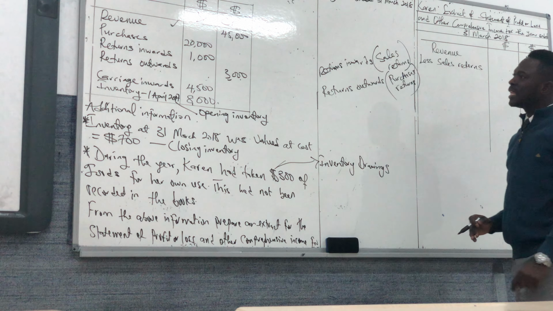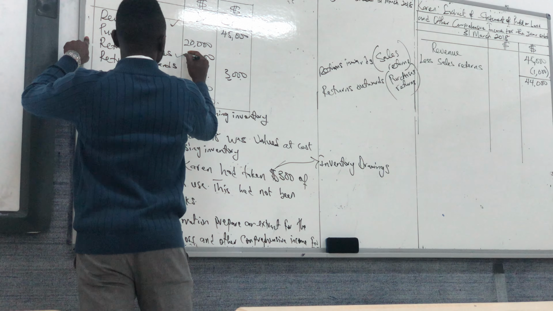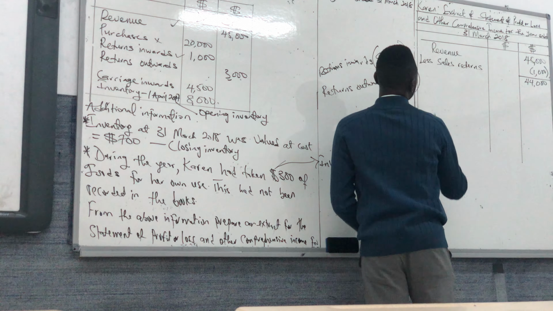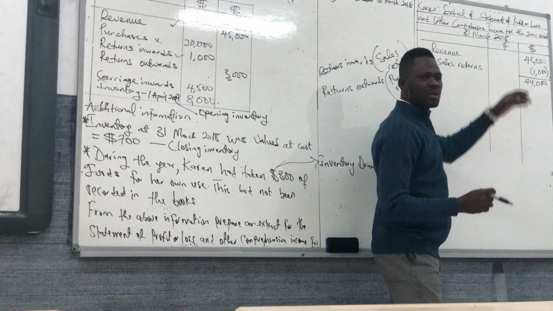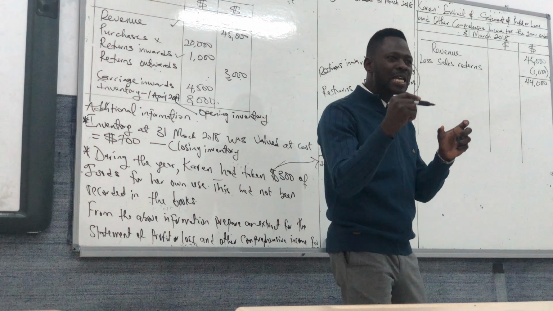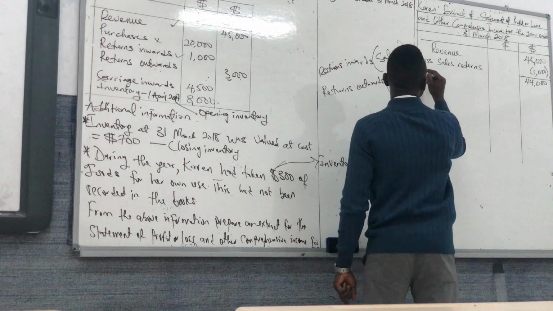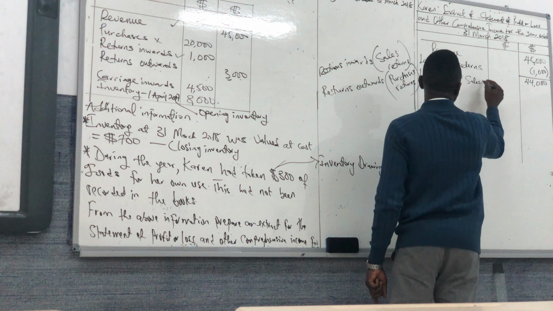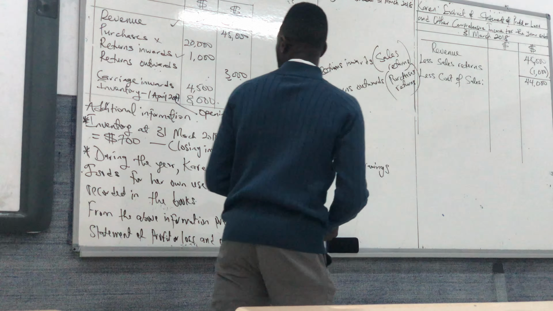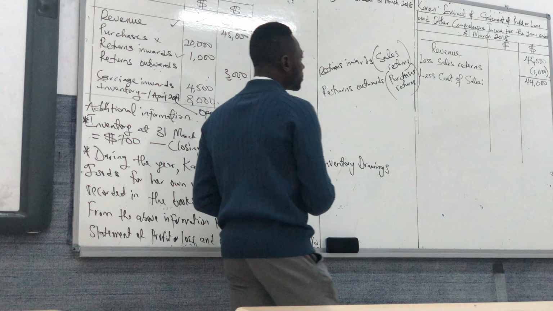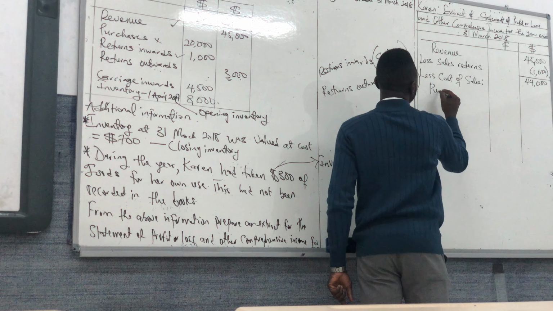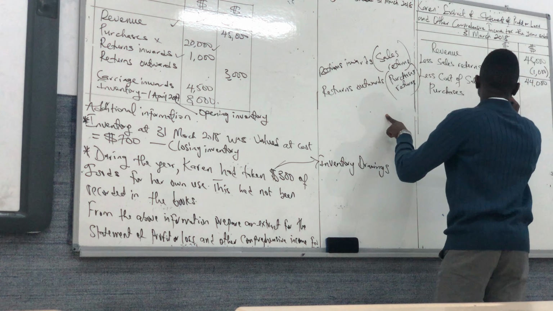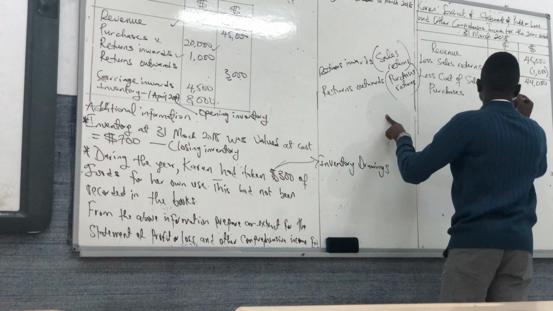Great. Now, this is our total sales. The next thing we have to do is to less our cost of sales. So how do we get our cost of sales? Our cost of sales are the other items here. The first one is purchases. The figure of purchases is $20,000.